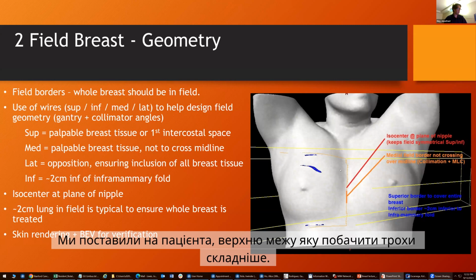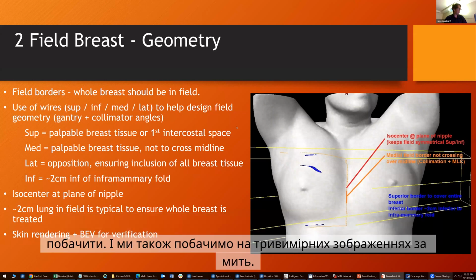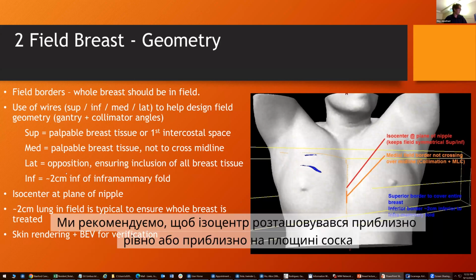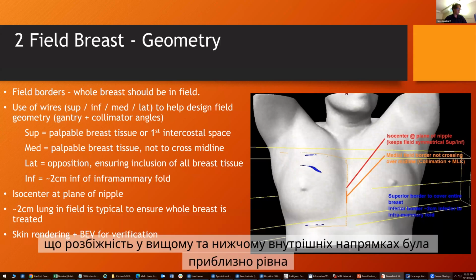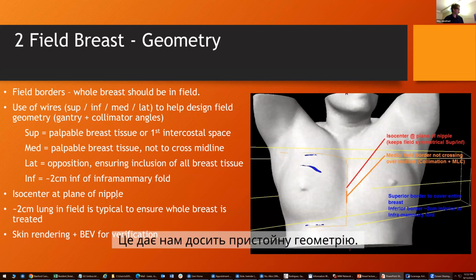The superior border is a little trickier to see, but we're going to use the combination of our wire and the palpable breast tissue that we can see, and we'll also see on the 3-dimensional images in a moment how that ends up looking. For the purposes of treating just the breast by itself, we recommend that the isocenter be placed about at the plane of the nipple, so that the divergence in the superior and in the inferior directions is about even. That gives us pretty decent geometry.